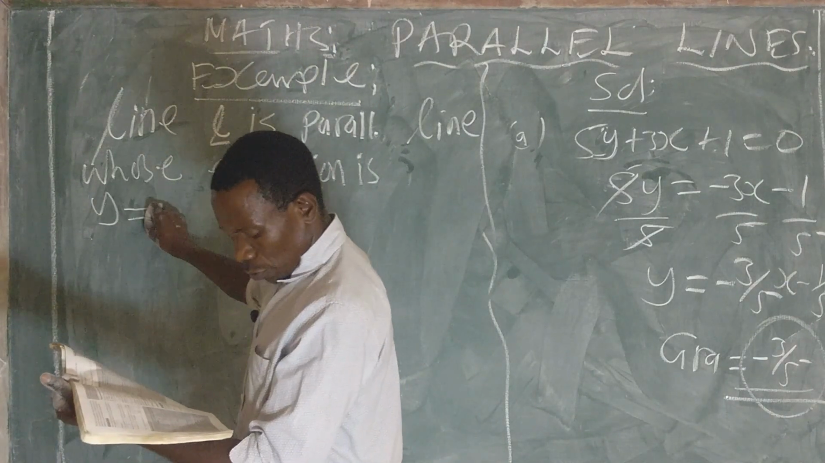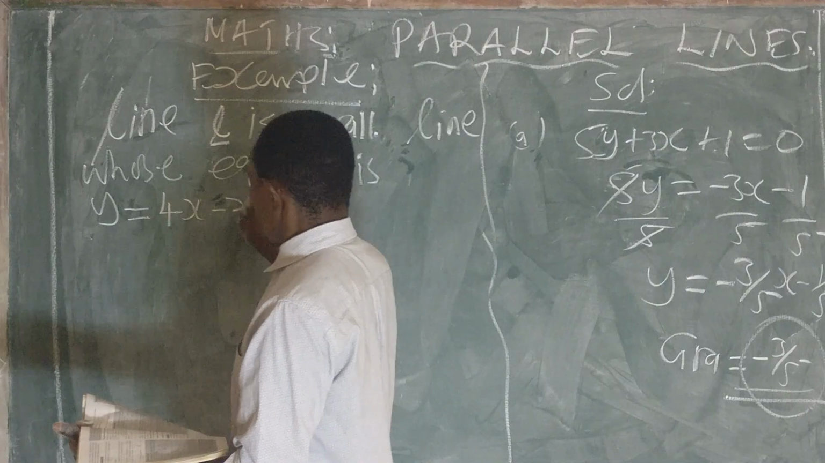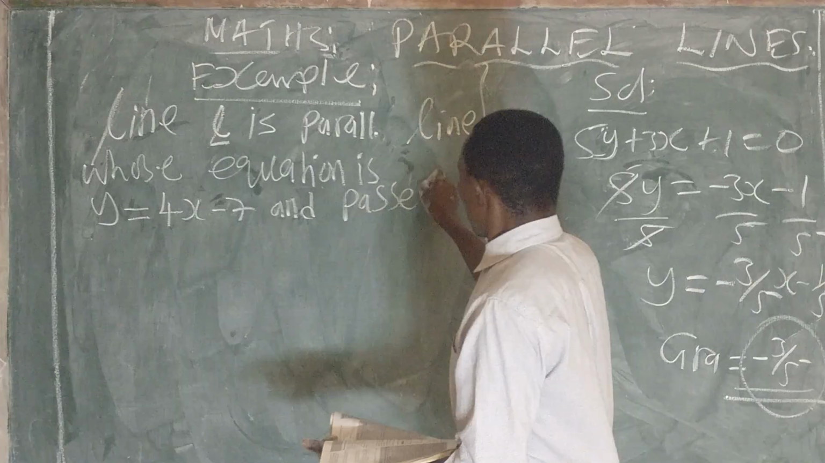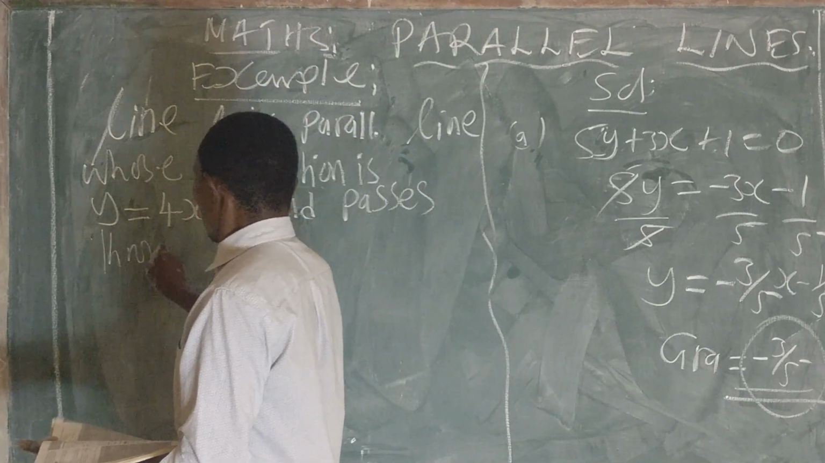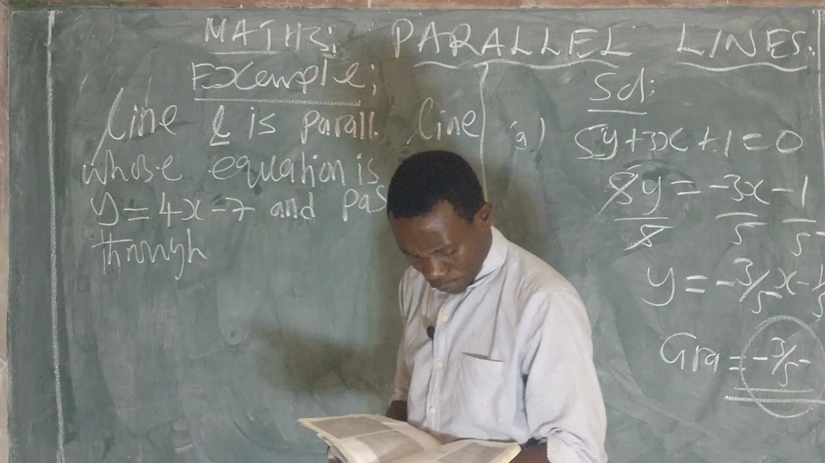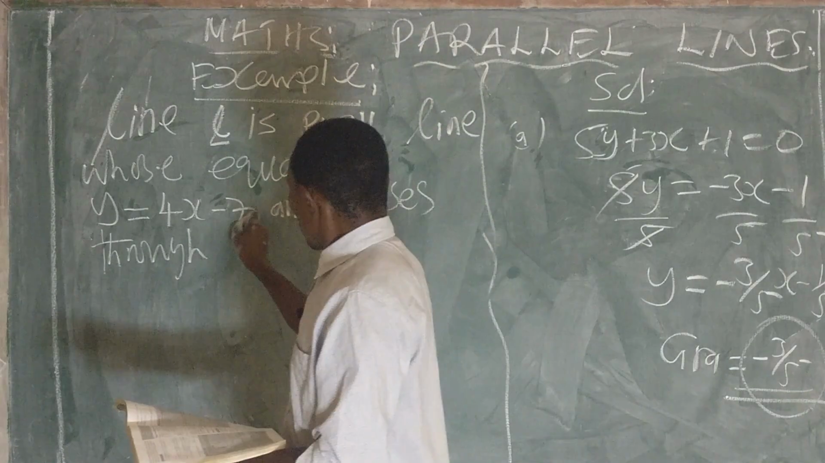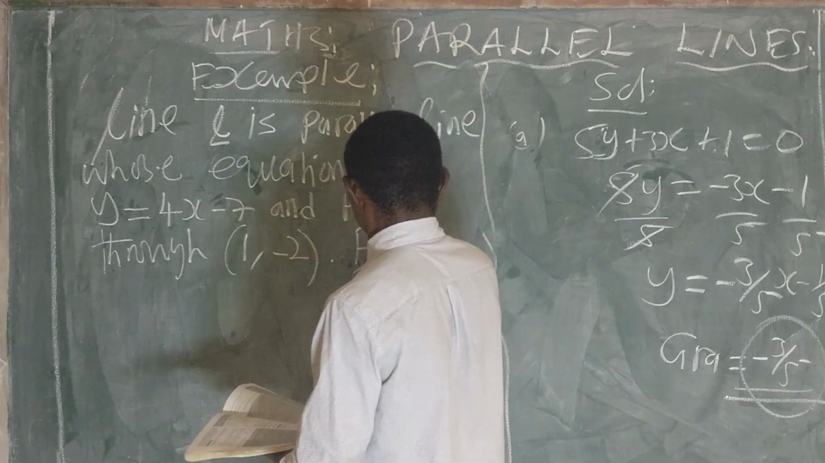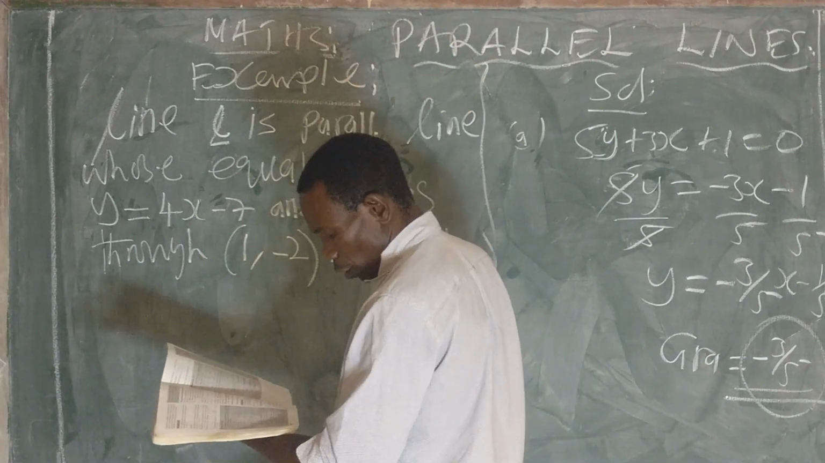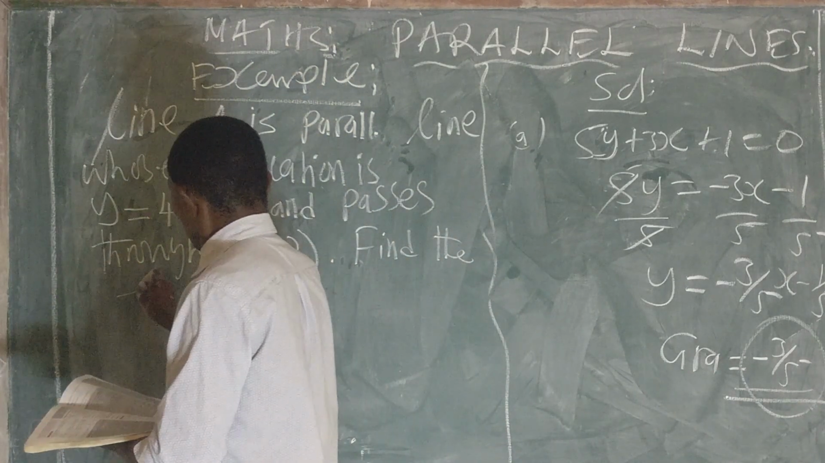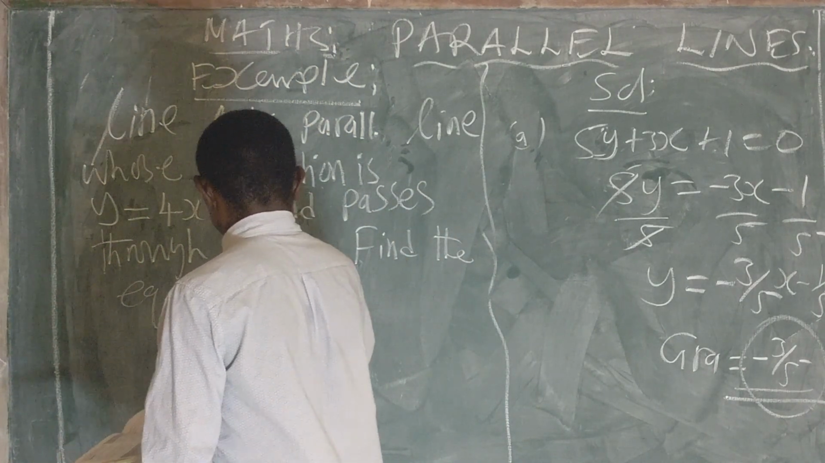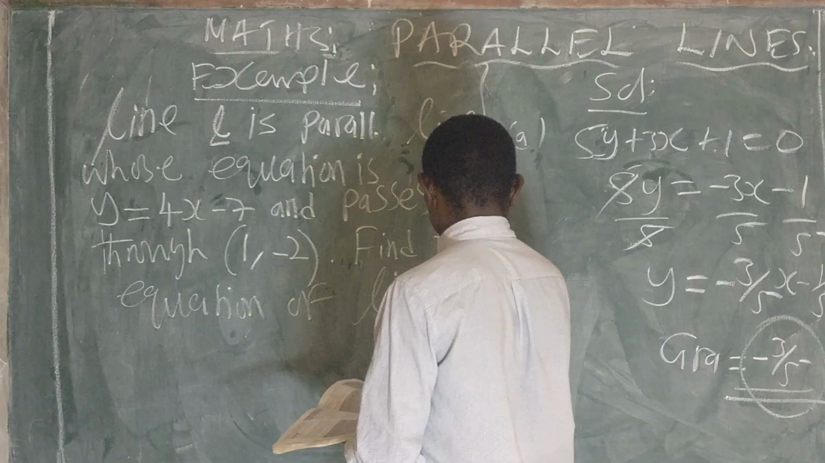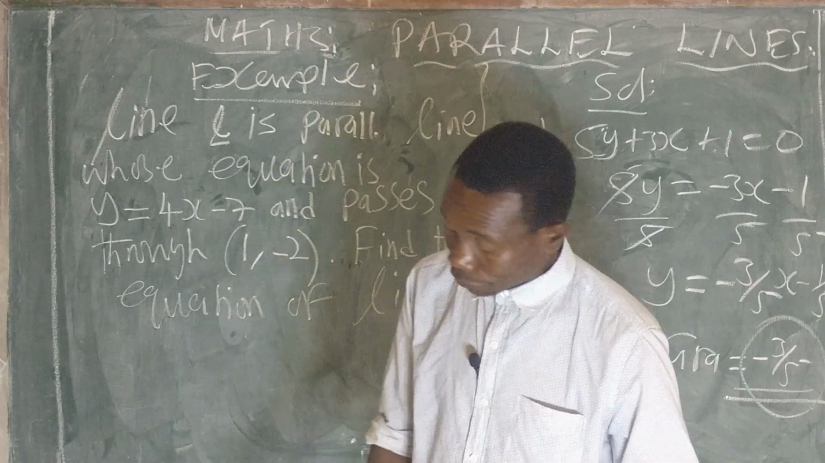is y is equal to 4x minus 7, and passes through a point which is (1, -2). So they're asking us to find the equation of the line, arrow.